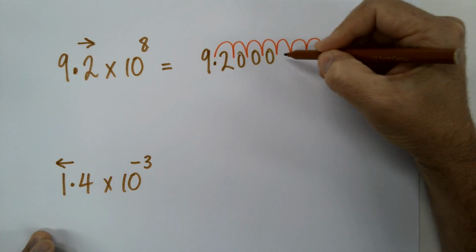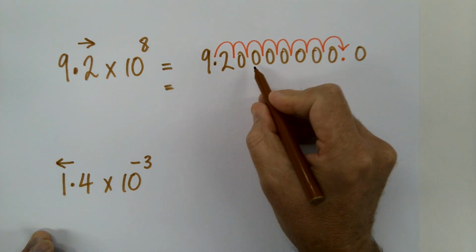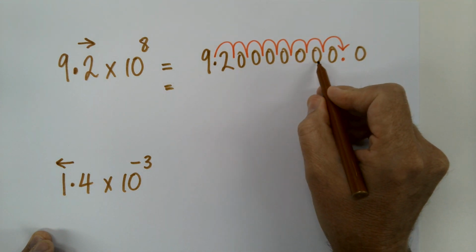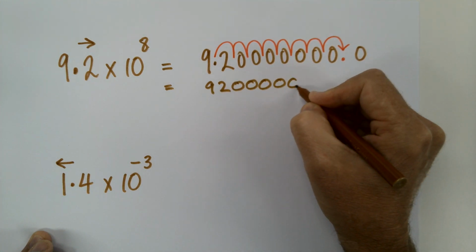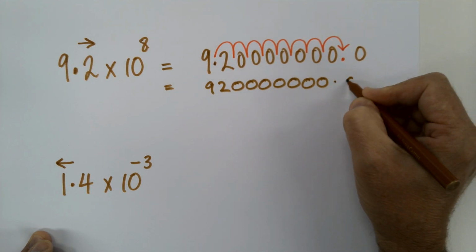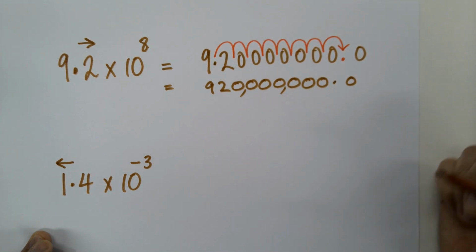Fill in the gaps. Okay, so let's get rid of all that. So I've probably got 1, 2, 3, 4, 5, 6, 7 zeros. All right, that is that number. So what's that? 920 million.